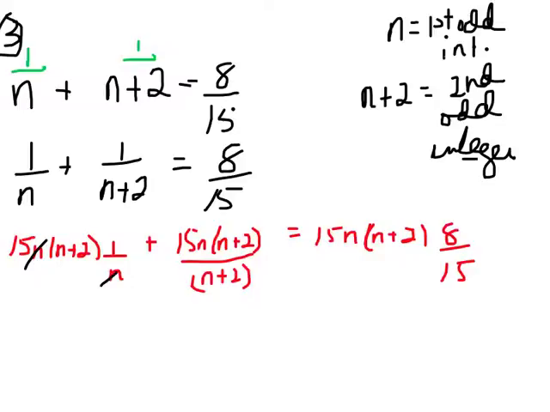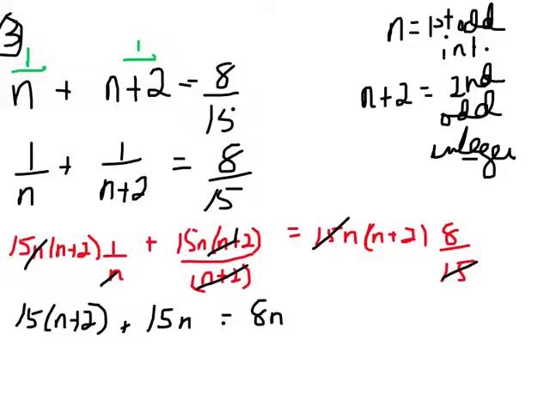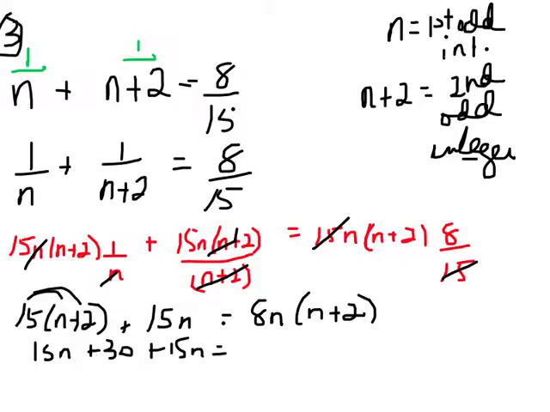So the n's cancel out, so I have 15 times n plus 2. And then these n plus 2's cancel out, so I have 15n left. And on the other side, the 15 cancels out, so I have 8 times n, which is 8n times n plus 2. Alright, we have to simplify all this. I'll do as much as I can before I run out of space here. 15 times n is 15n. 15 times 2 is 30, plus 15n. 8n times n is 8n squared. 8n times 2 is 16n.